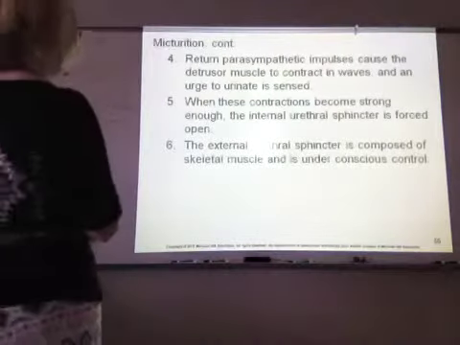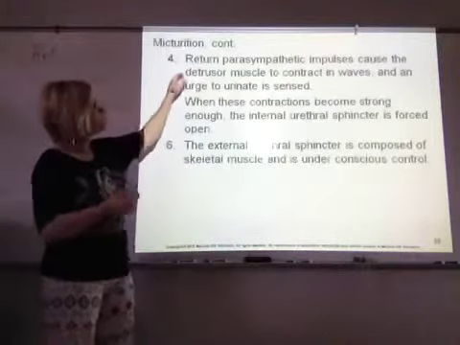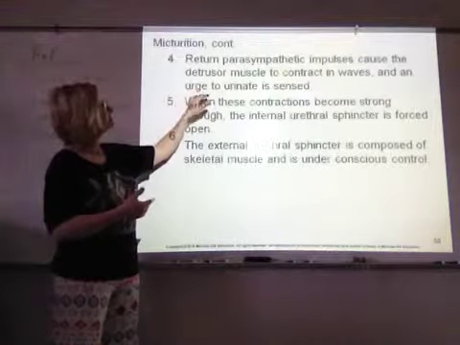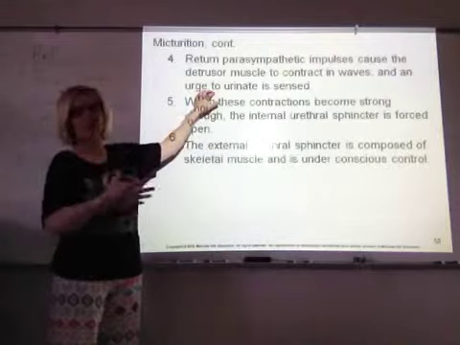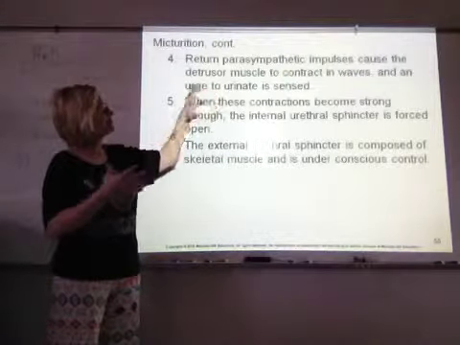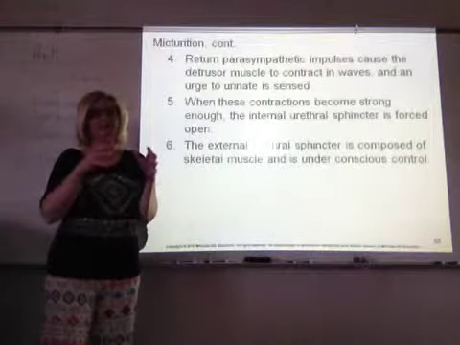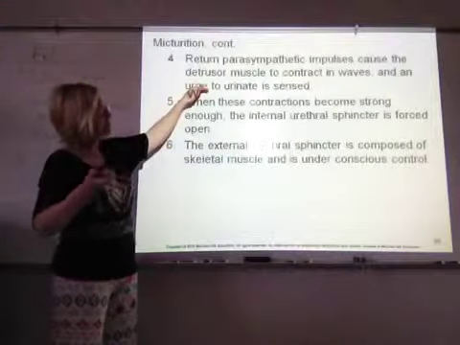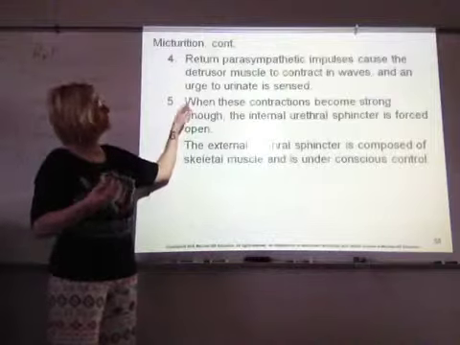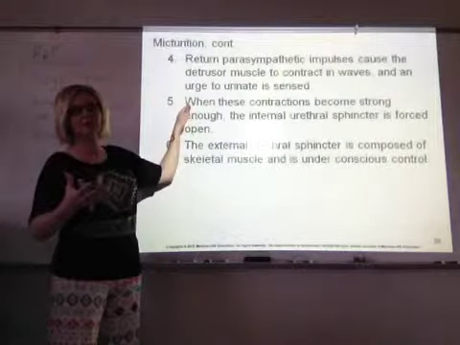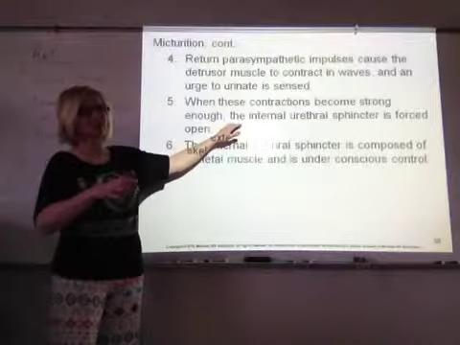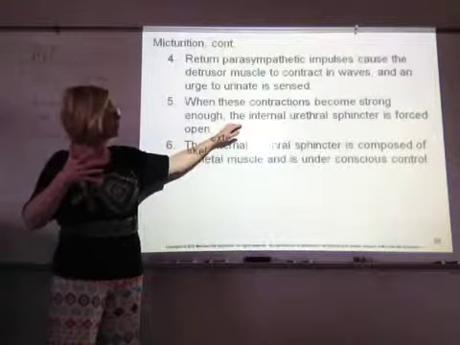Parasympathetic impulses cause the detrusor muscle to contract in waves, and then that urge to go to the bathroom is sent. So what happens is these muscles somewhat start to slowly contract. You feel like you have to go to the bathroom. When those contractions actually become stronger, then the internal sphincter at the top is forced open.